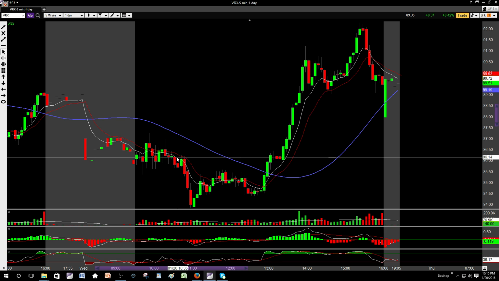There's none. You can play flags, you can play MA crosses, you can play gap ups, gap downs, you can play anything that you want to play, any formation that you want to play. There is no guarantee. So make sure that you're scaling into positions properly and scaling out of positions too.